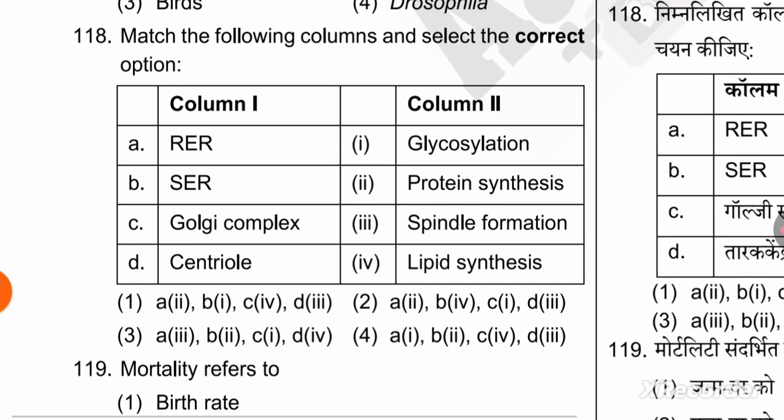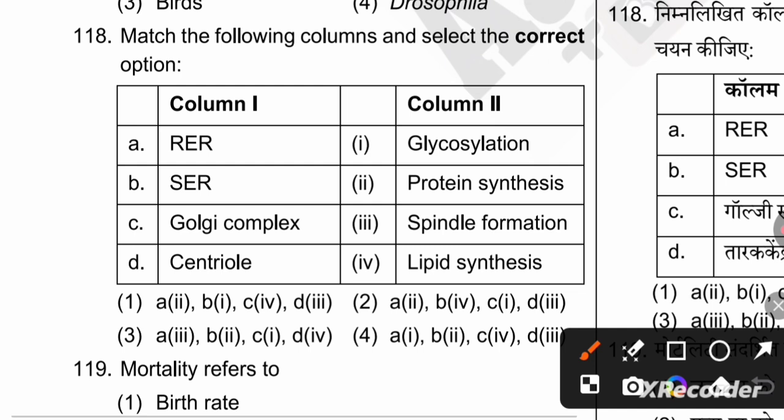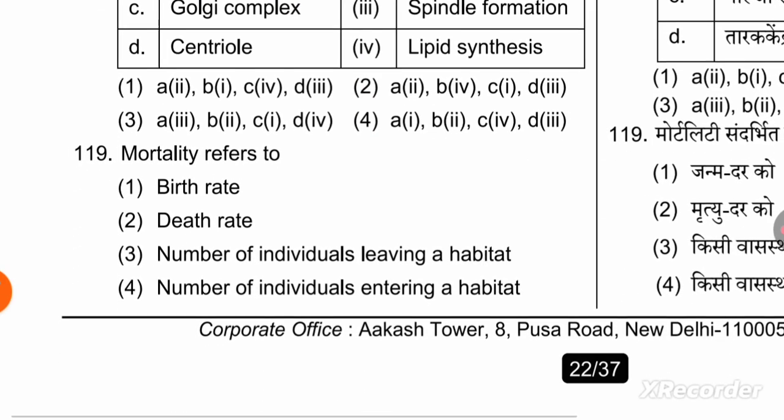Match the following. Rough endoplasmic reticulum helps in protein synthesis. Smooth endoplasmic reticulum helps in lipid synthesis. Golgi complex helps in glycosylation, and centriole is responsible for spindle formation. So option 2 is the right answer for this question. Let us move to the next question.